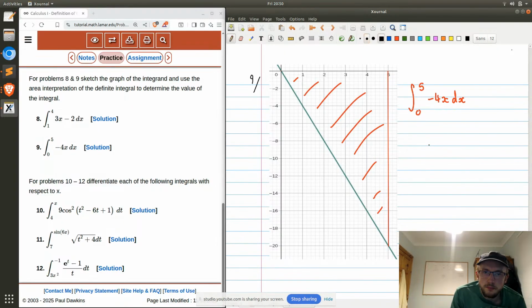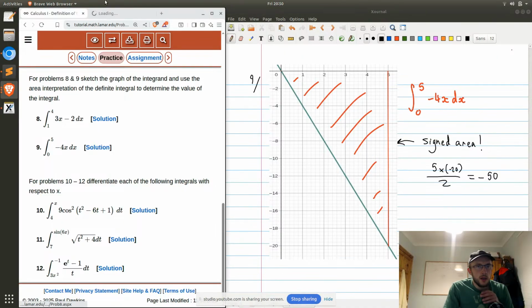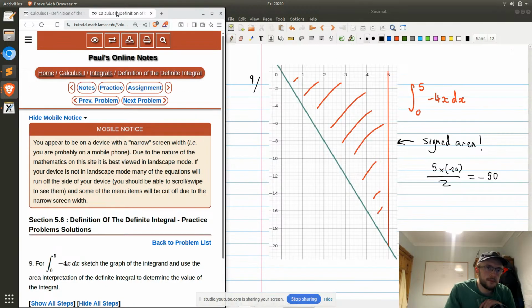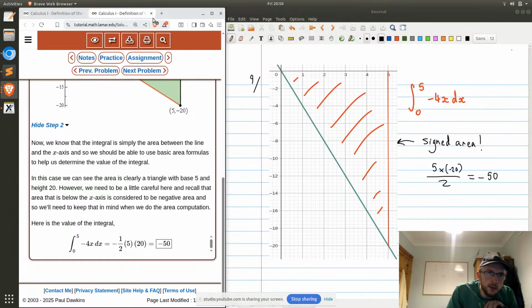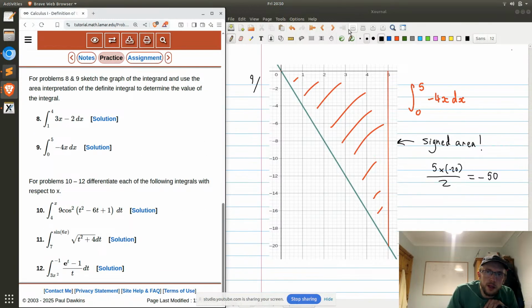Area of a triangle. So 5 times 20 divided by 2, but it's negative in this case, isn't it? Signed area. Yeah, you agree with me. I like it.